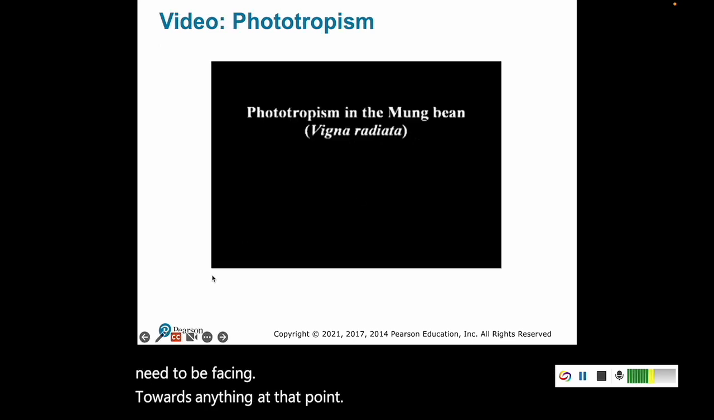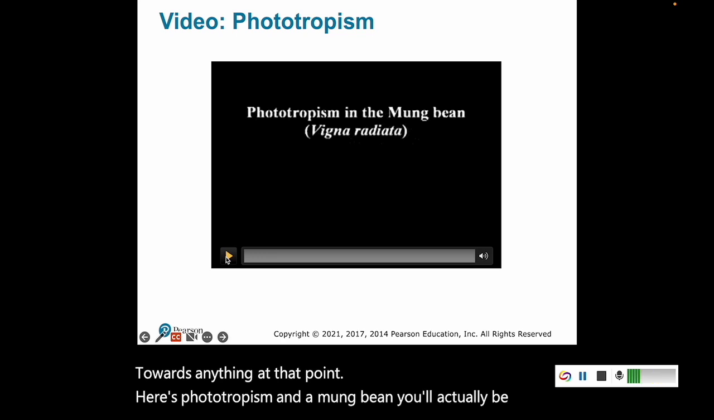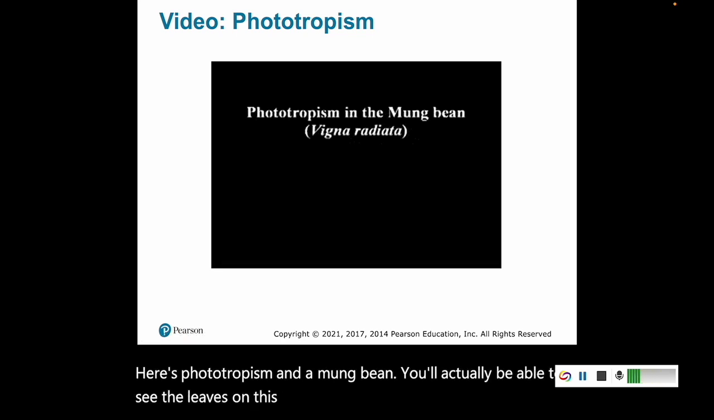Here's phototropism in a mung bean. You'll actually be able to see the leaves on this plant move to face the light.